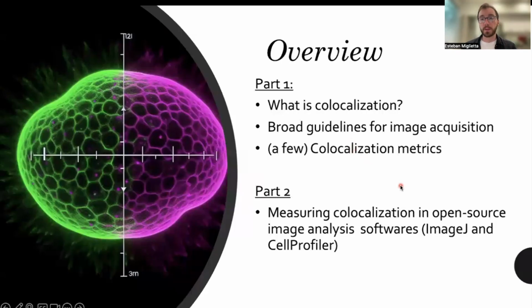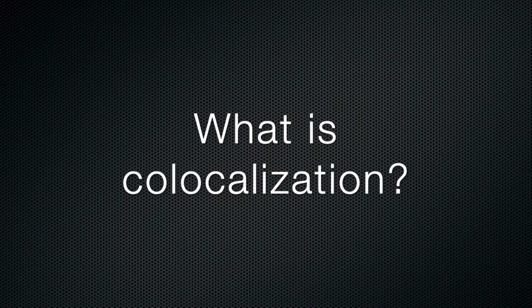So this talk will be divided into two. In the first part, I'm going to briefly introduce what colocalization is, touch on some tips and guidelines for proper image acquisition, and then dive deep into different kinds of colocalization metrics. In part two, I'm going to demonstrate how to acquire these measurements, how to get all these metrics in different open source software such as ImageJ and CellProfiler. So let's begin with part one.